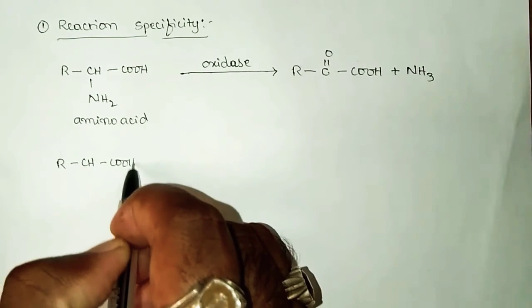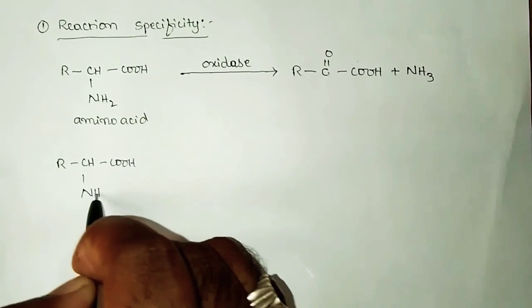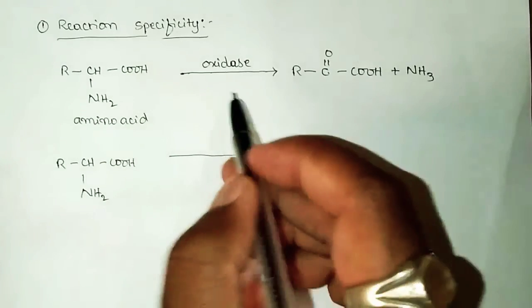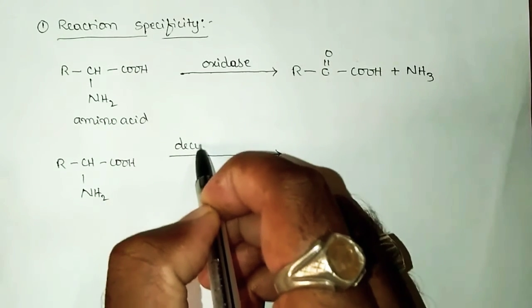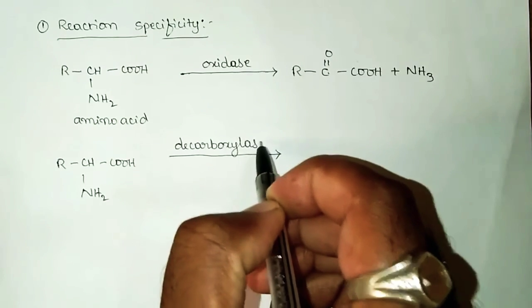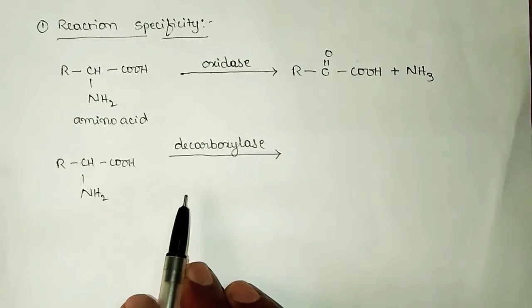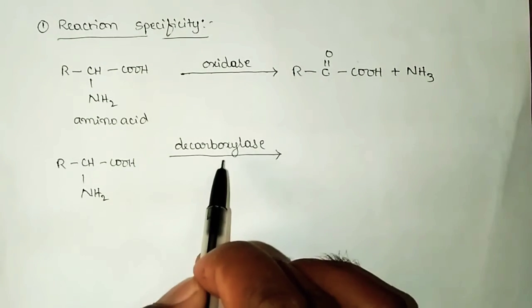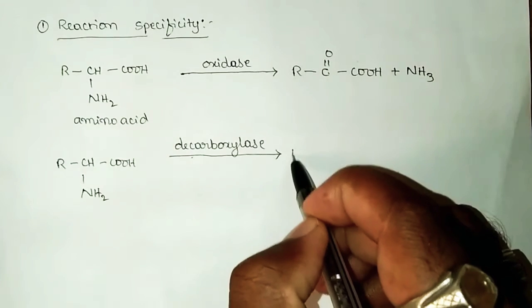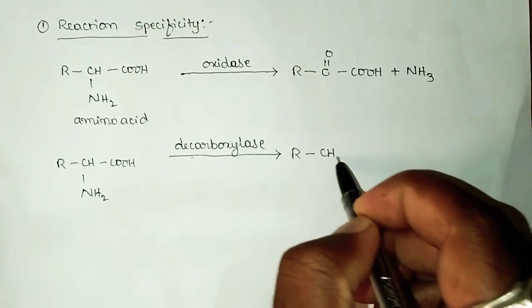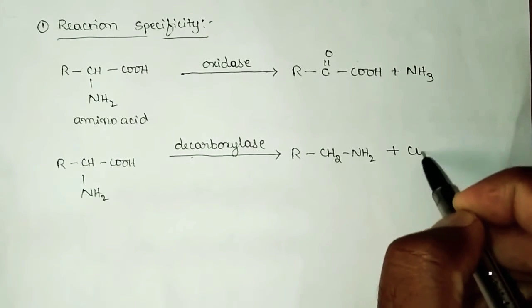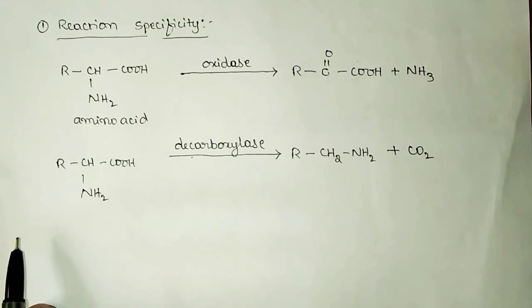Suppose on the same amino acid, RCH(NH2)COOH, I have considered the same substrate molecule, but instead of oxidase, I use another enzyme, decarboxylase. The name itself tells you it performs decarboxylation, so that we will get the product RCH2NH2 with the expulsion of carbon dioxide.